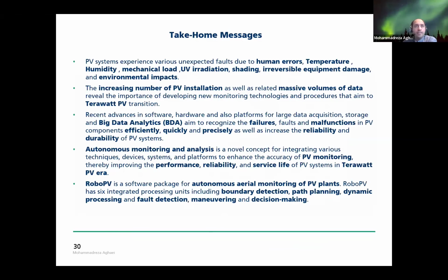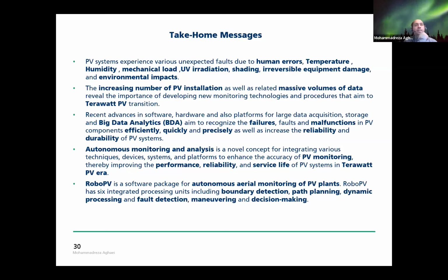We discussed the failures and the reasons for the failures, and we discussed the energy transition and increasing the number of PV installations. We are in the terawatt peak transition. And as I said, by the middle of this century, we need to reach 20 to 75 terawatts of installation in order to contribute to the energy transition.